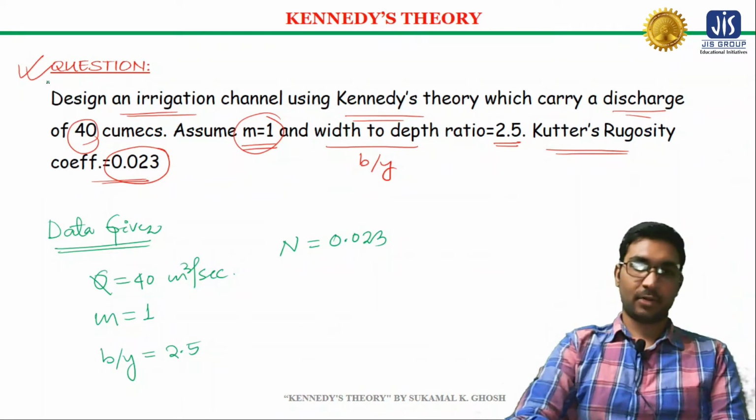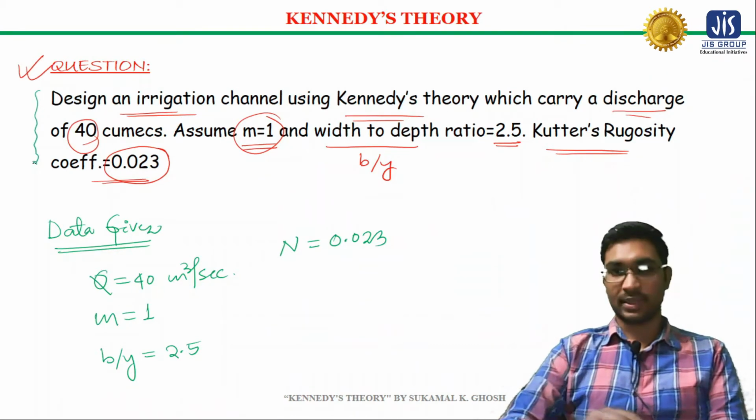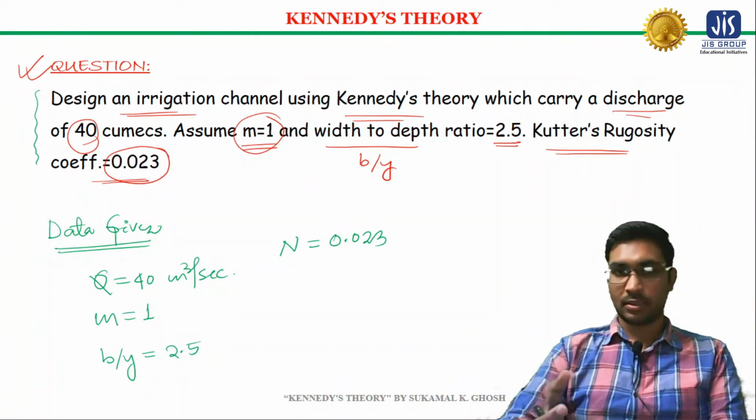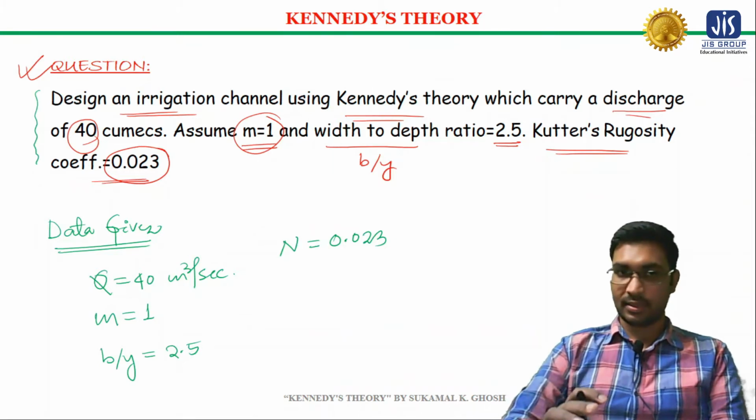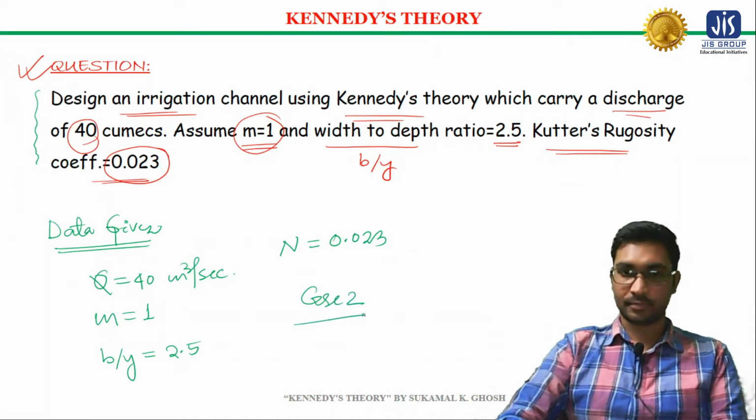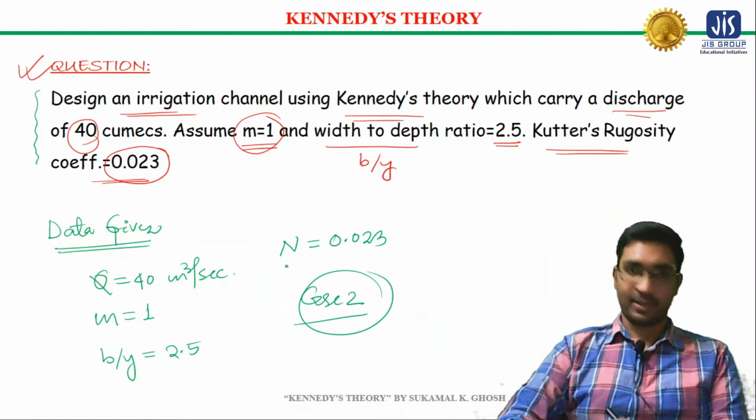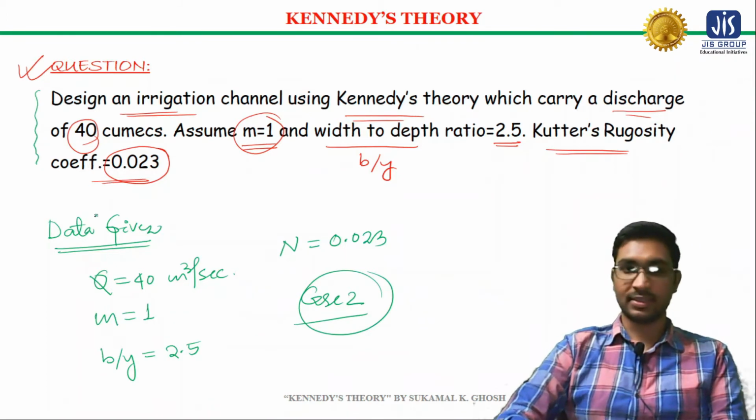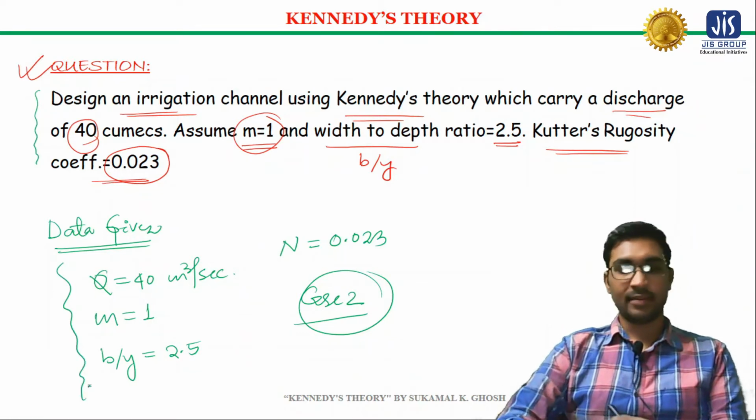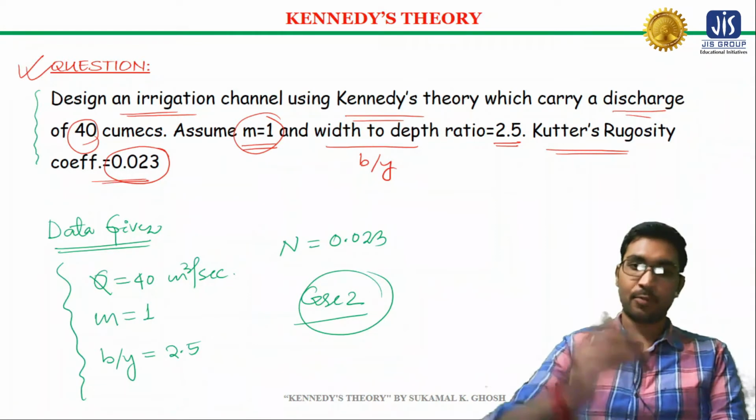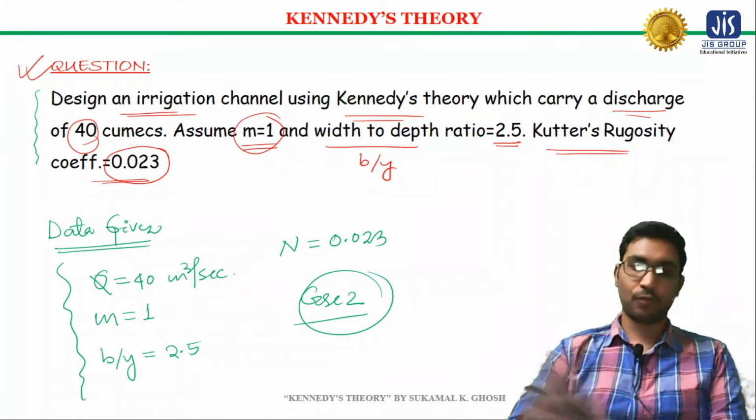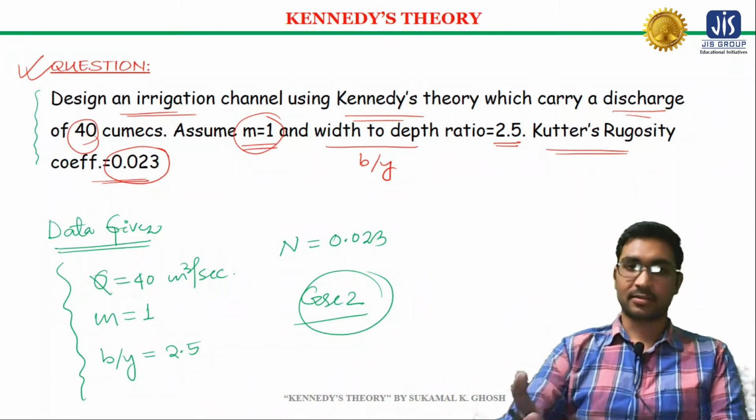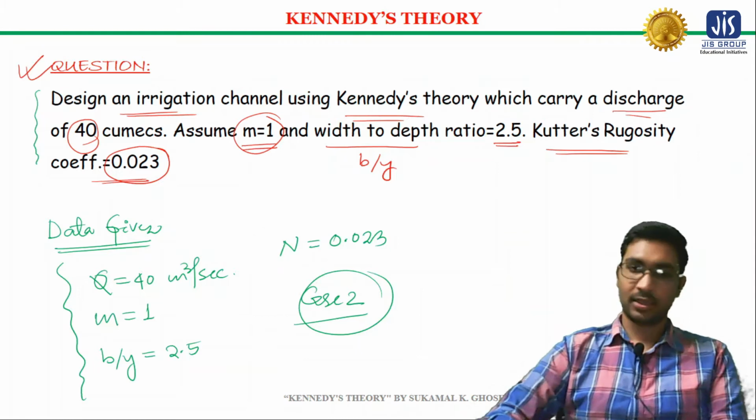Now if you consider this particular problem and the data given, and if you recall our last video where we discussed two cases of Kennedy's theory, you may conclude that this is a case 2 problem. So if we want to design the irrigation channel using this data, we need to follow the steps that we discussed for case 2 in Kennedy's theory. Okay, so let's design.